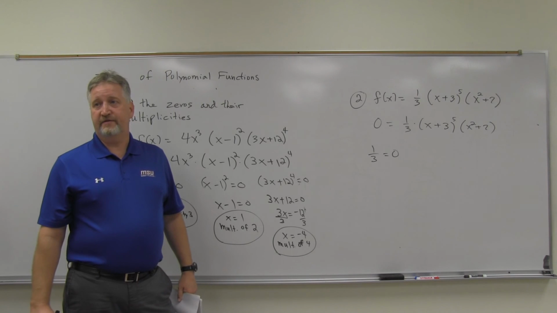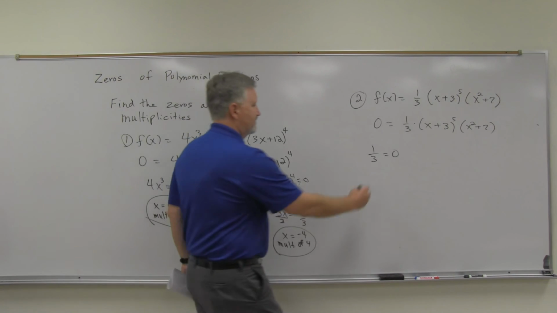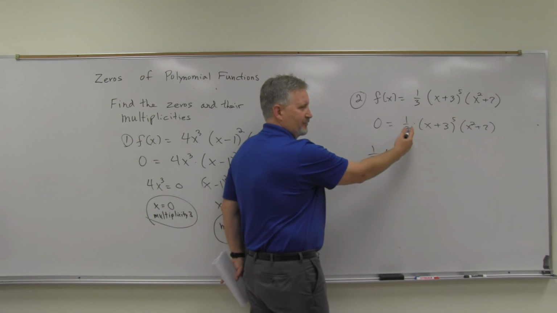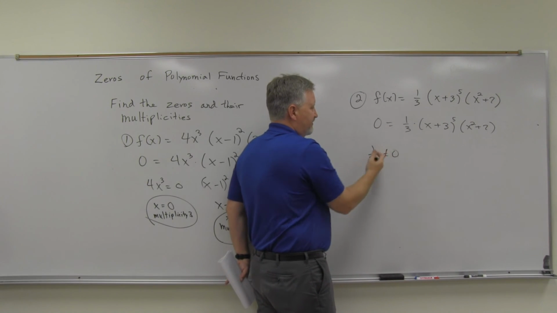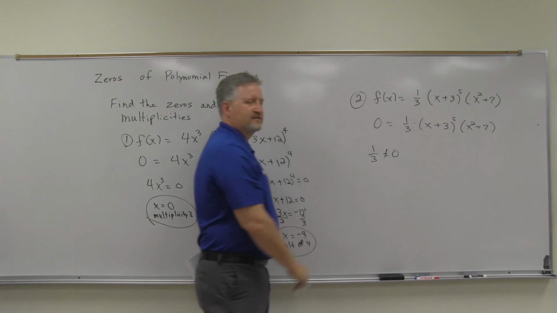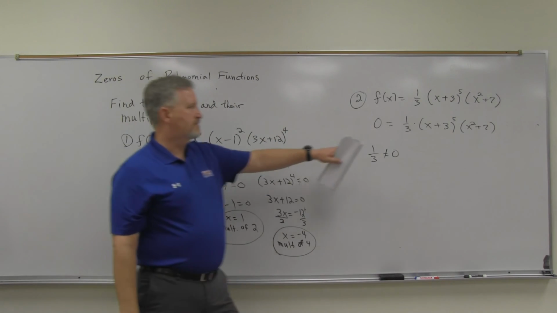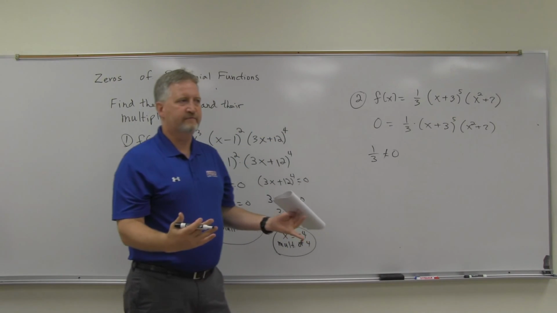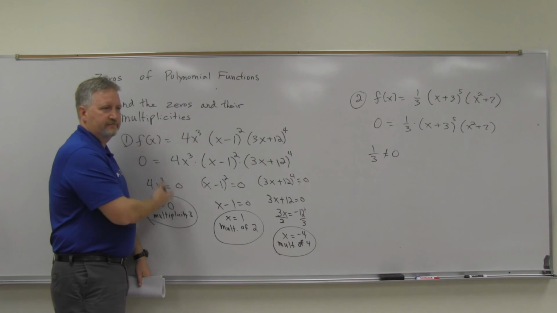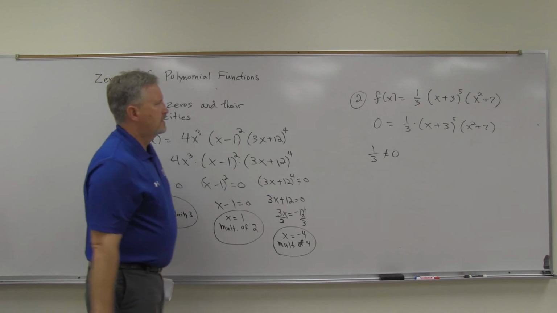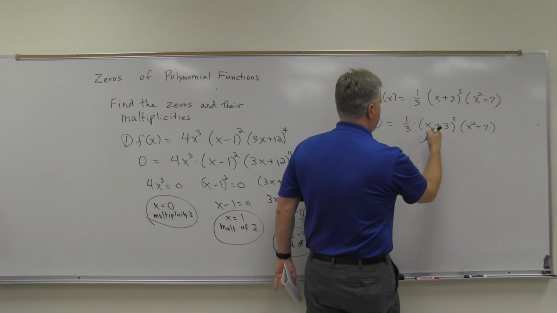It doesn't have an x with it. So 1/3 cannot equal 0. If you don't have an x with this number here, that's not going to give you a 0, because 1/3 equals 0 doesn't make any sense. If it's just a number in front, that's not going to give you anything. Like this one, I had 4x cubed, but it was with x cubed, so that's why I got something out of that. All right. So then, what about the other zeros?